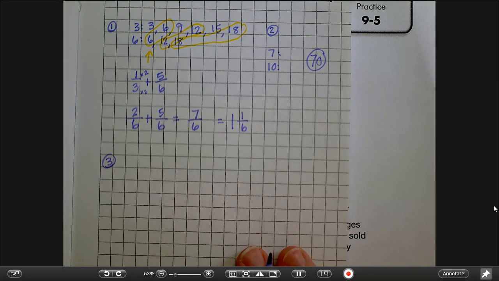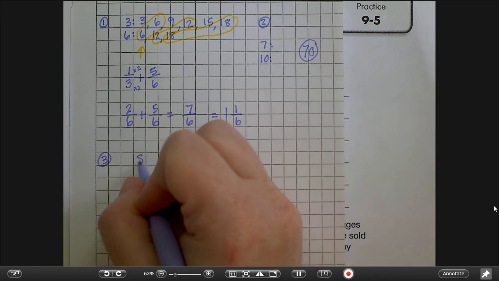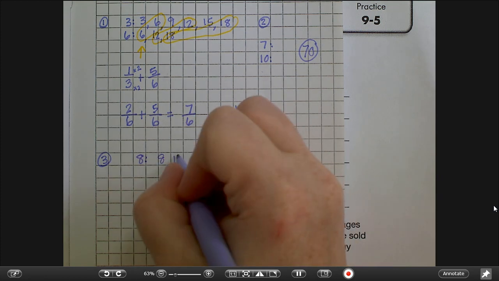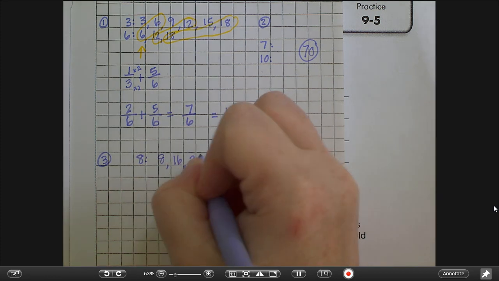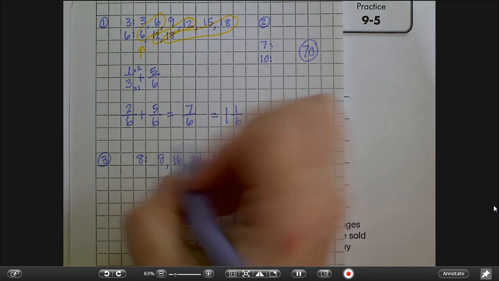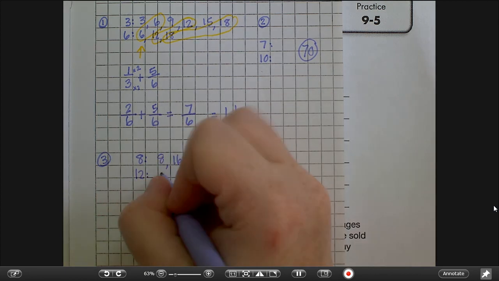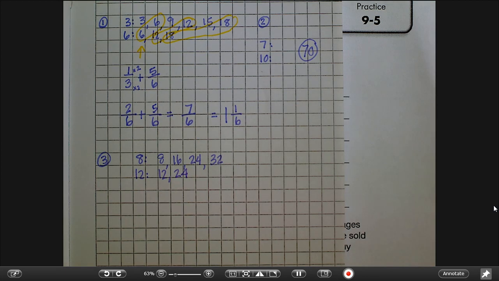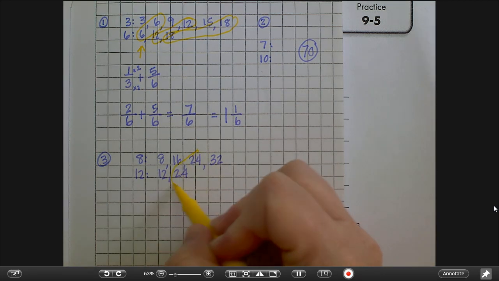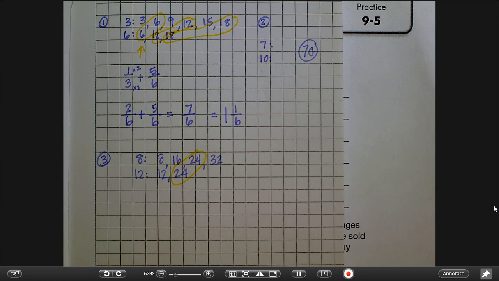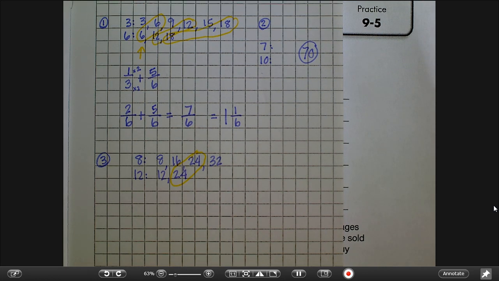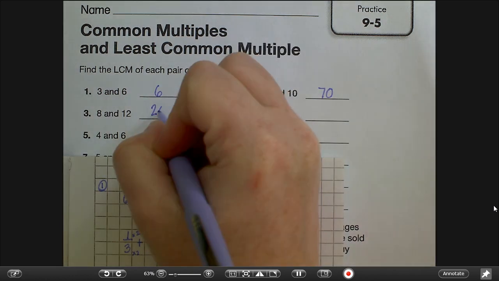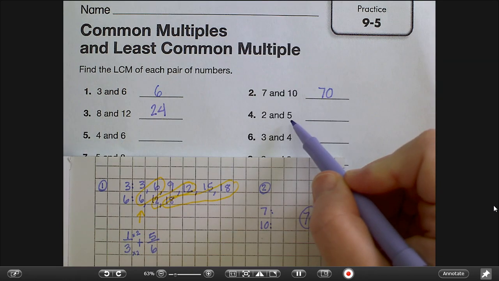8 and 12. So I have 8, 16, 24, 32. Okay, and then 12, I have 12 and 24. And I'm already seeing that 24 is the least common multiple. It's the lowest number that they have in common as one of their multiples. So 24.